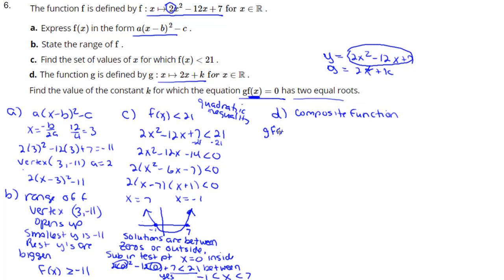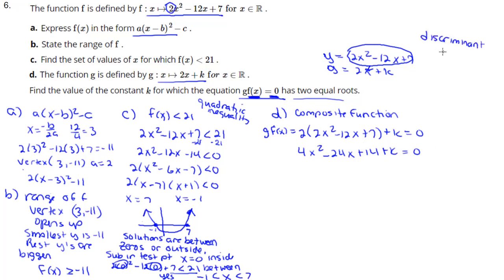Okay, fantastic. So when I plug it back in, what I'm going to get is 2 times the quantity 2x squared minus 12x plus 7, plus k. And then it's going to be equal to 0 because that's what they want me to do. So now I multiply things out. I get 4x squared minus 24x plus 14 plus k is equal to 0.